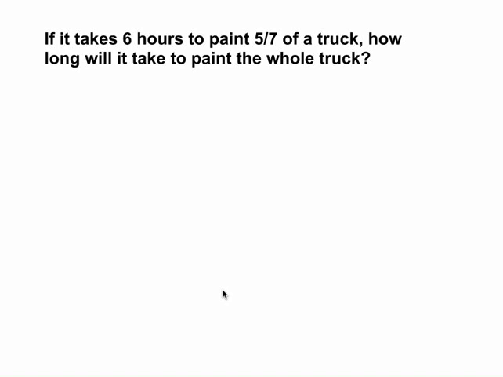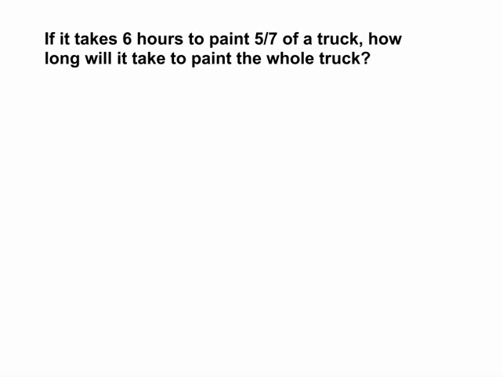This first problem is an example of that. If it takes 6 hours to paint 5/7 of a truck, how long will it take to paint the whole truck? Now this is a ratio. We have in 6 hours, 5/7 of the truck. First of all, in this type of problem solving, oftentimes students are more comfortable converting everything to decimals. Well, 5/7 is a pretty messy decimal, so I'm first going to show how to solve this type of problem if we kept it in fractions.